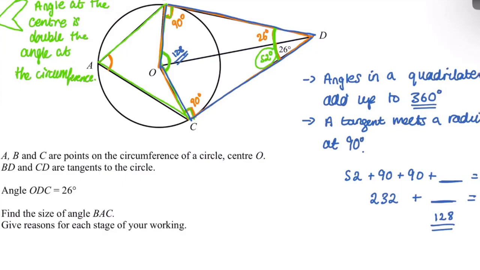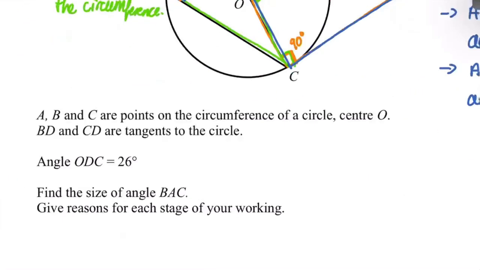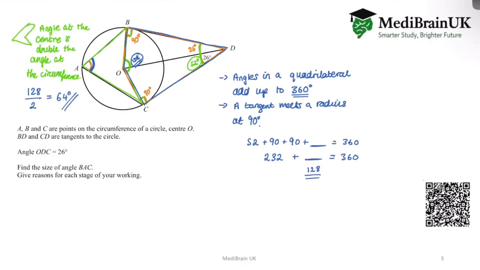Now we know that the angle at the center is going to be double the angle at the circumference. Because the angle at the center is double the angle at the circumference, to work out this angle, which is our unknown angle, we would need to halve the angle which is at the center. So we would do 128 divided by 2. And that's going to get you an answer of 64 degrees. And the explanation for that is that the angle at the center is double the angle which is at the circumference.